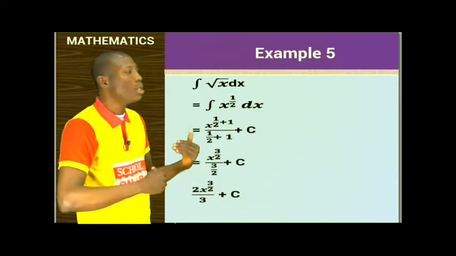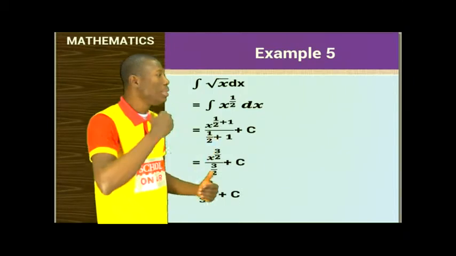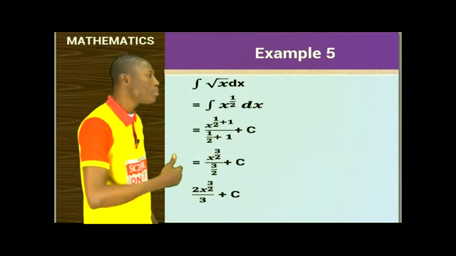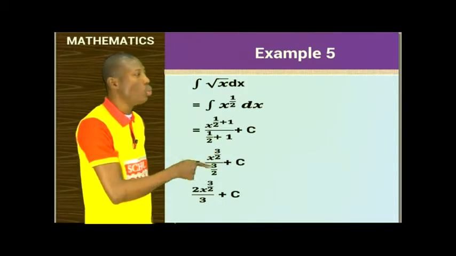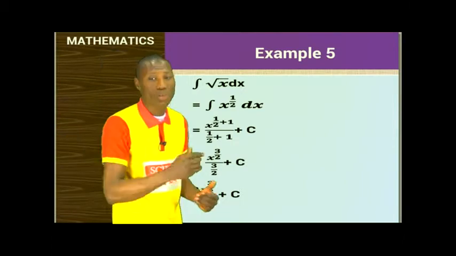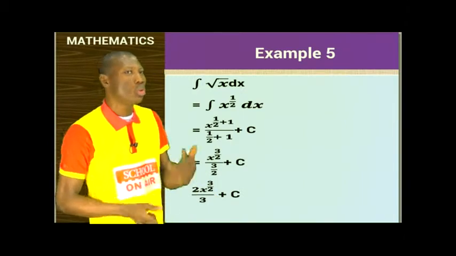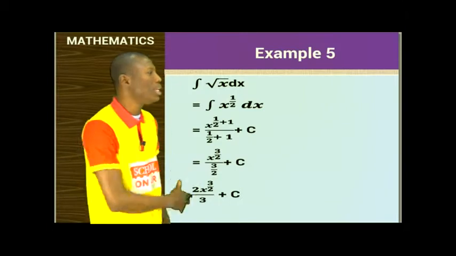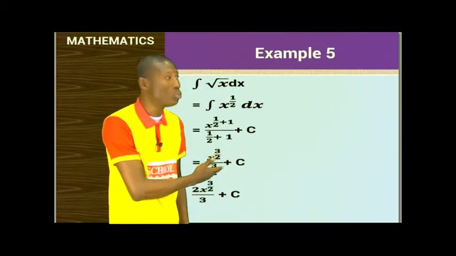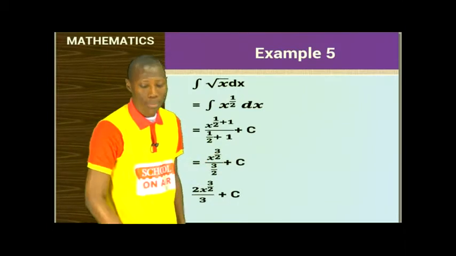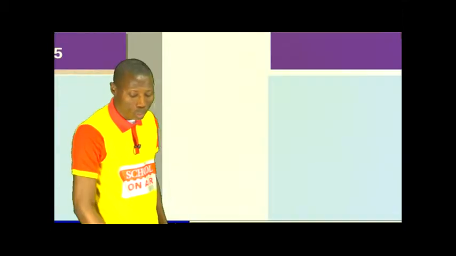When you have x raised to power 3 over 2, all over 3 over 2, it means 2x raised to power 3 over 2 all over 3. It's as if you have x raised to power 3 over 2 divided by 3 over 2, so it will be multiplied by 2 over 3. Then we have 2x raised to power 3 over 2 all over 3 plus c. That's the final answer for that one.